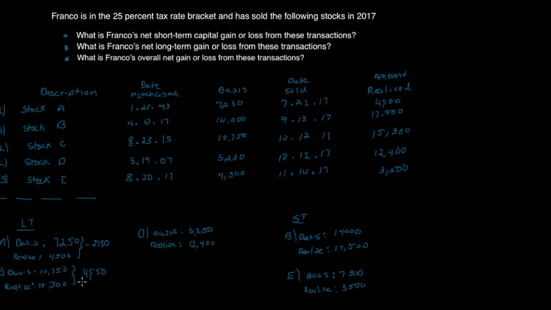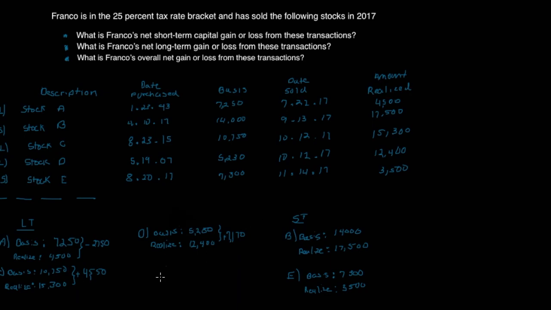$4,550, and that is a gain. Okay, so basis is less than the amount you realized, so you will notice a gain there. So for stock D, we have a basis of $5,250 and then a realized of $12,400. When you net those, you'll get $7,170. Okay, and that is a gain. So a little plus for that one.